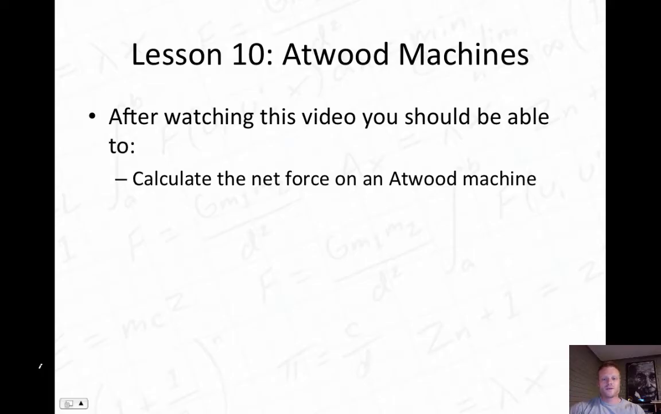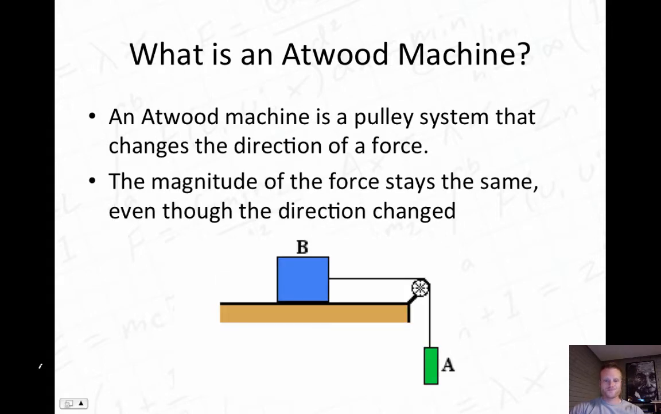In today's video, we're going to be talking about Atwood machines. After watching this video, you should be able to calculate the net force on some objects in an Atwood machine, along with being able to calculate their acceleration. So it's just basically an extension of what we've been doing in some of the previous videos. So let's get right to it.